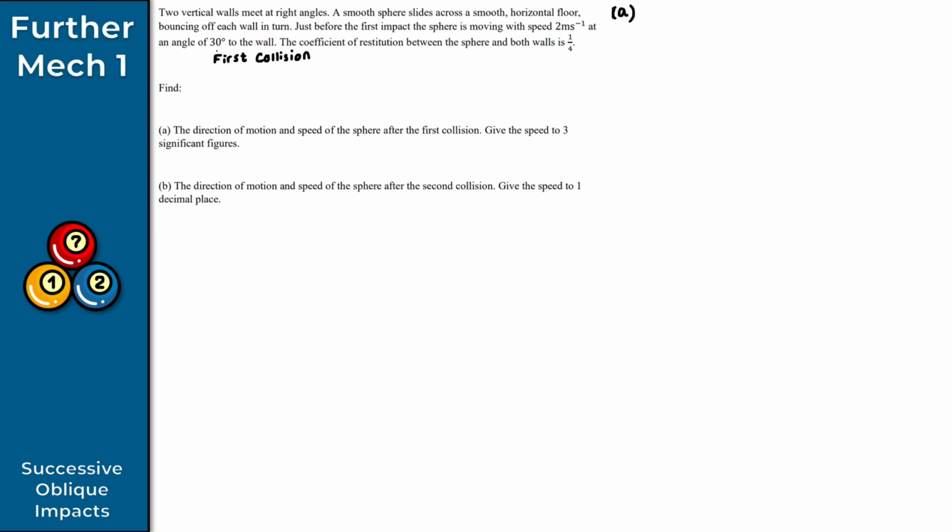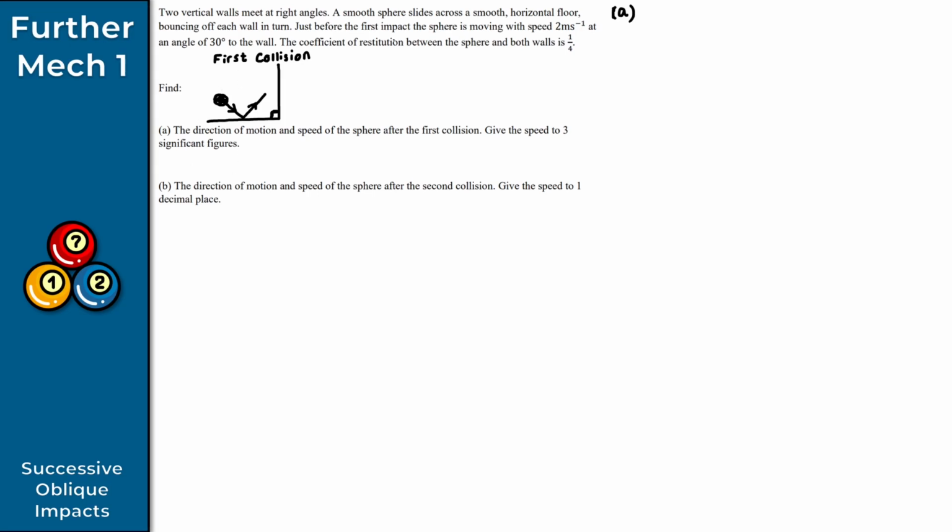As the question tells us, we have two vertical walls that meet at right angles. If I draw this, we get something like this. They meet here at a right angle. What I've got here is our smooth sphere. It then travels towards the wall, sliding across a smooth horizontal floor, and it bounces off this wall like so. We'll get something that looks like this.